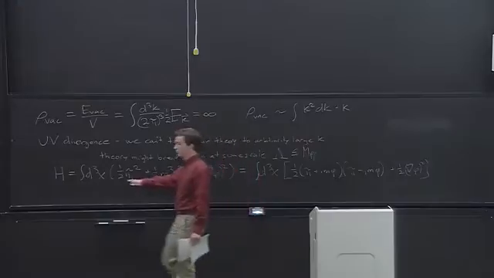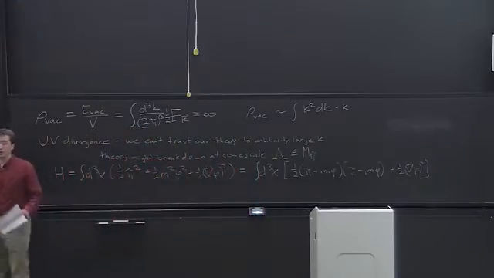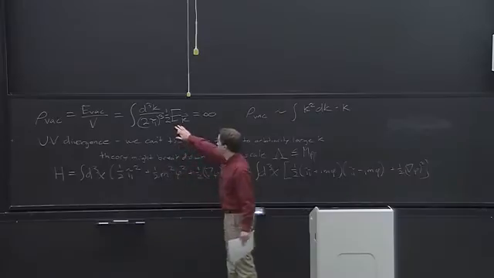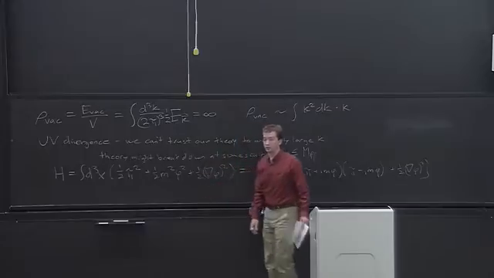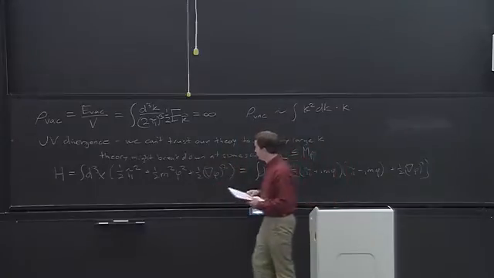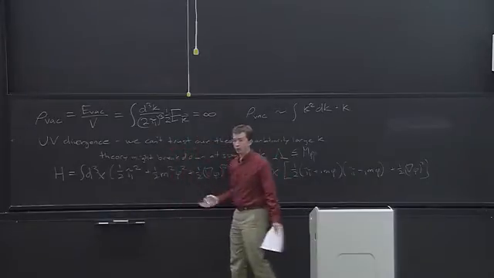So there is some ordering ambiguity in going from the classical theory to the quantum theory. And this result is, in some sense, an artifact of that ordering ambiguity. So there's two ways we could fix this problem.